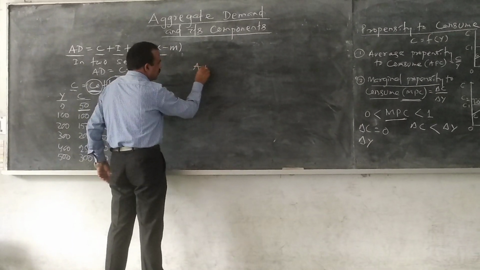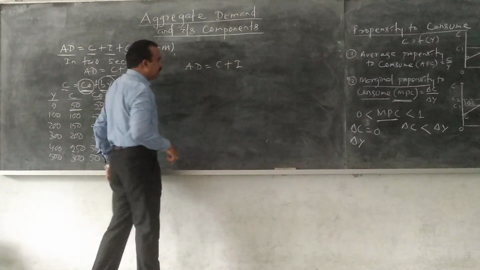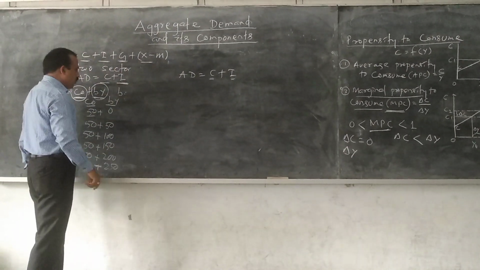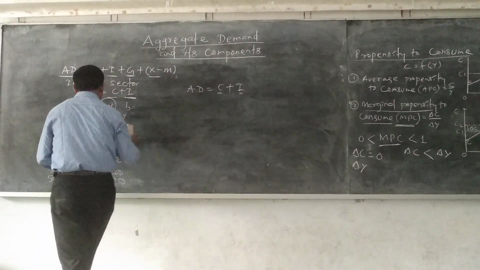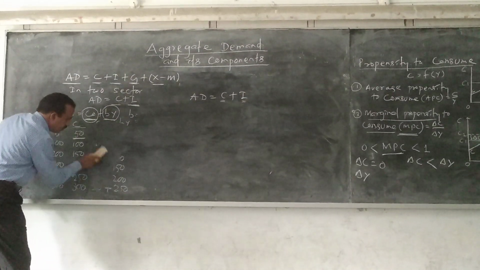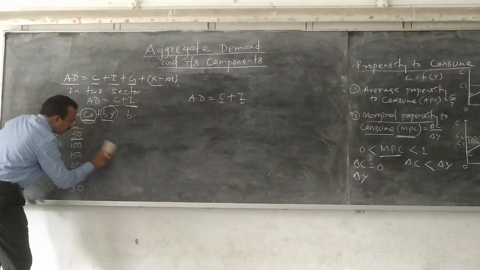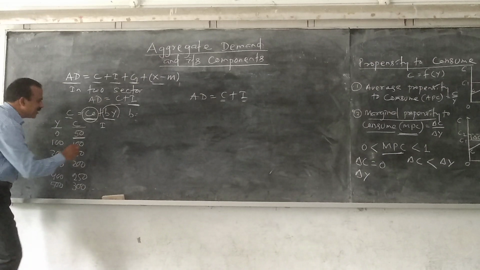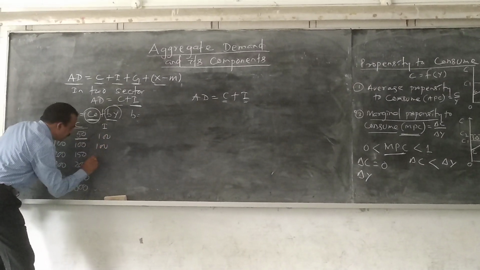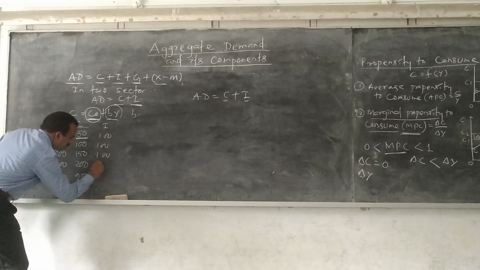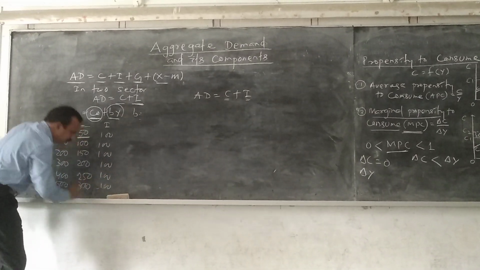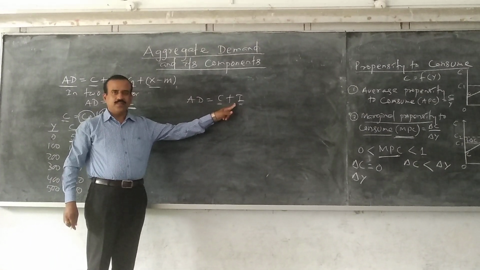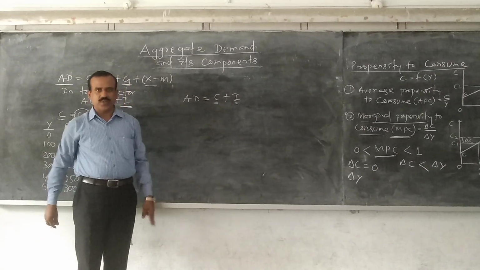Now you know AD is equal to C plus I. Consumption expenditure plus investment expenditure. For example, this is your consumption income schedule. Here, let investment, I, be 100. In Keynes theory, I is investment, but Keynes considered it as autonomous investment.